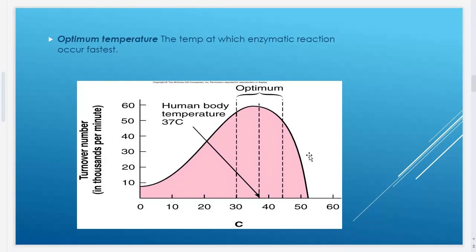Higher temperatures disrupt the shape of the active site, which will reduce its activity or prevent it from working. The enzymes will have been denatured.